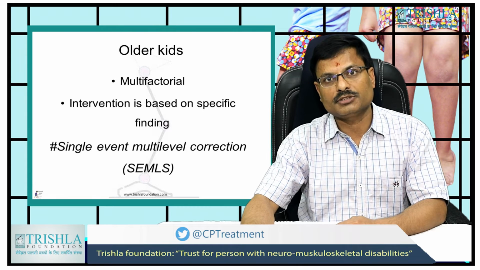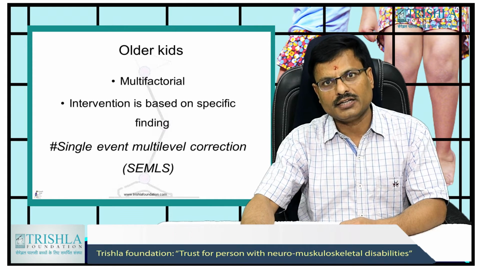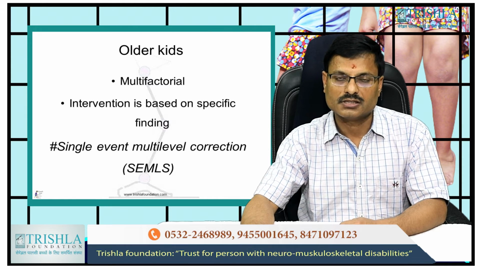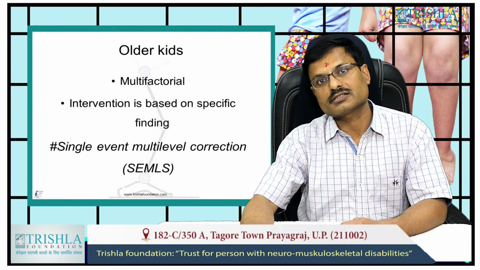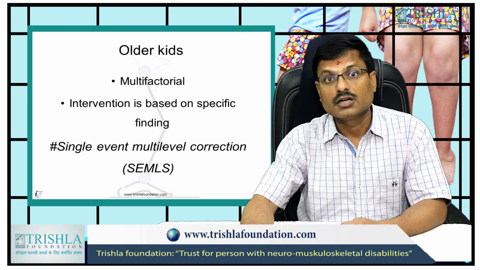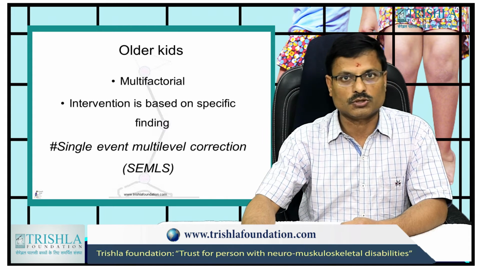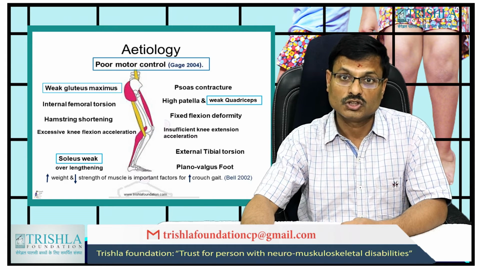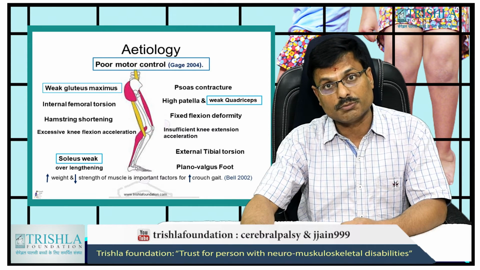Now come to the older kids. After the age of 7 to 8 years, it is multi-factor involvement. Intervention is based on specific findings. Most of the time, these children require single event multi-level corrections. That means whatever kind of problem is there has to be managed in a single event anesthesia, and all the deformities will be managed in a single setting. It's not true that only one surgery will be required in the lifetime of children with cerebral palsy, one at 7 to 8 years, and he may again require it after puberty at the age of 14 to 16 years.